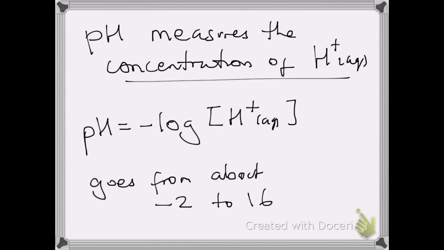The little p there stands for potens, or minus log to the base 10 of. And pH, although you might think it goes from 0 to 14, it actually goes from -2 or slightly less than -2 to over 16.